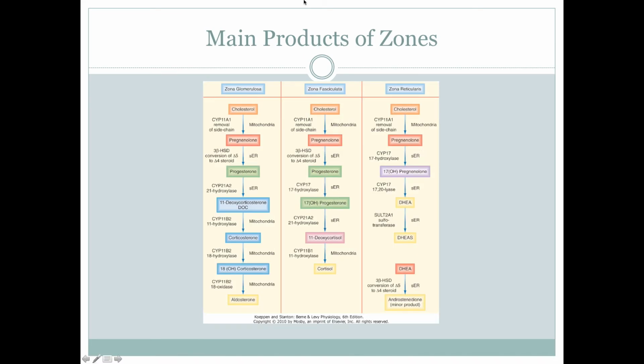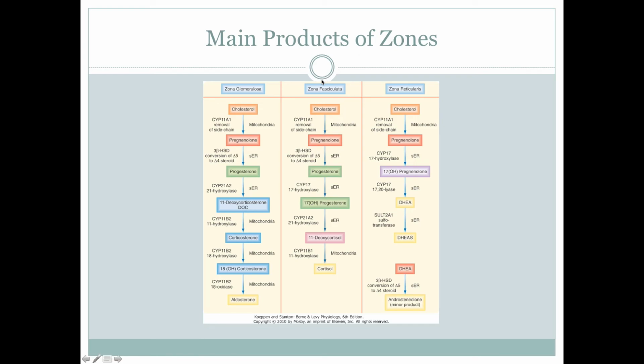So here are your three zones and the end products. We have our Zona Glomerulosa, beginning with cholesterol, then pregnenolone, then progesterone, and eventually going through corticosterone to end up with aldosterone. Aldosterone, if you're not familiar with it, is what we call our sodium sparing hormone. So that is going to really regulate our fluid composition, mainly to raise the blood pressure.